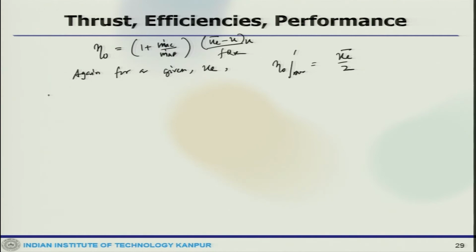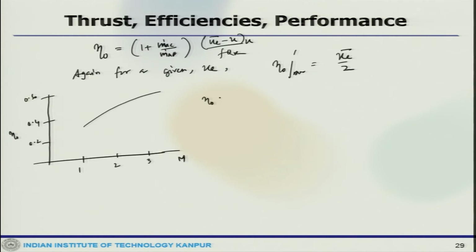So, one can plot eta naught like let us say 1, 2, 3 like this. This is flight Mach number 0.2, 0.4, 0.6. So, eta naught varies like this. Eta naught increases as flight Mach number increases, and at the same time what we can look at is the L by D variation, how that goes with flight Mach number 1, 2, 3.